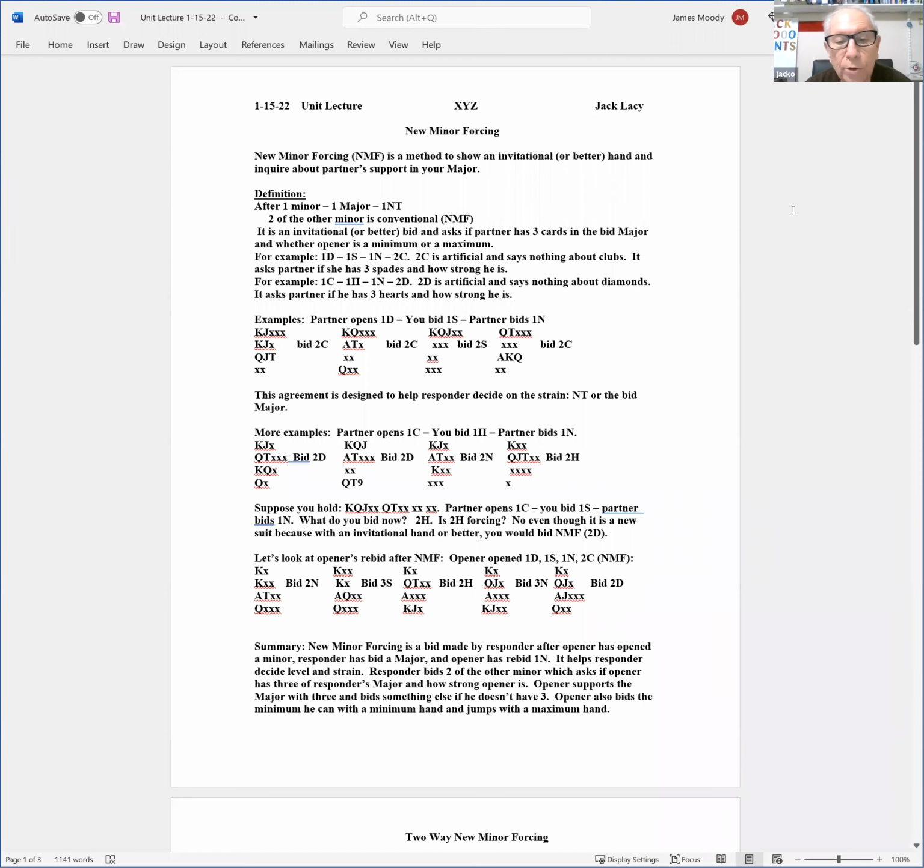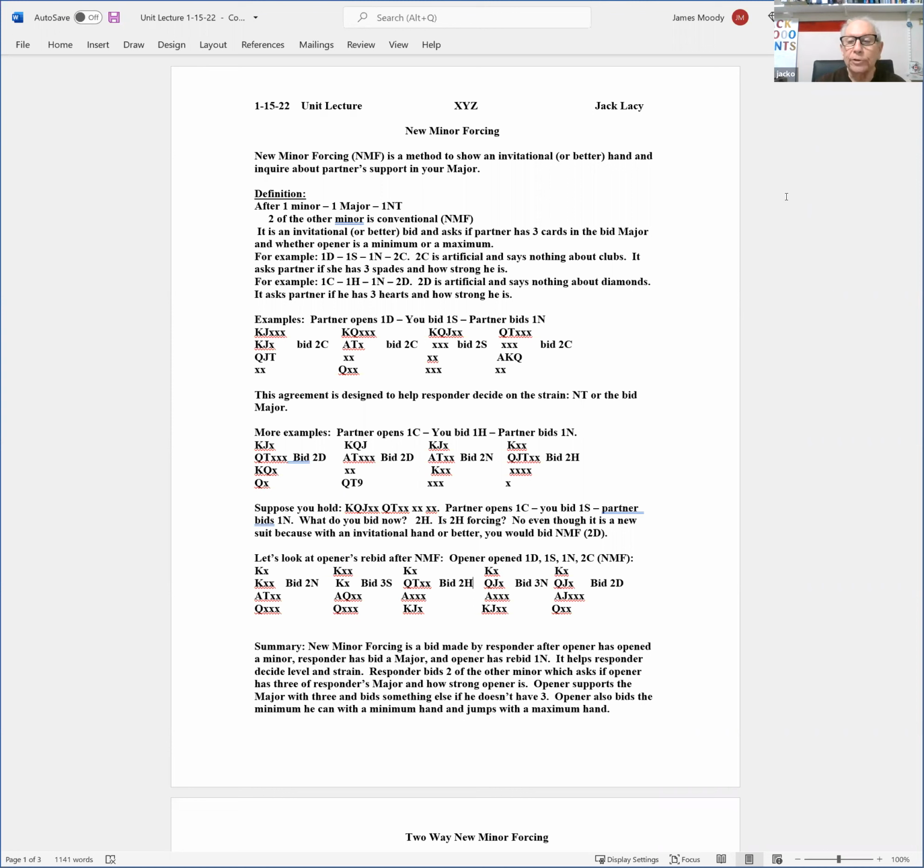Okay, so summary. New minor forcing is a bid made by responder after opener has opened a minor, responder has bid a major, and opener has rebid one no trump. It helps responder decide level and strain. So that's how high you want to be and which way you want to play, in the major or in no trump. Responder bids two of the other minor, which asks opener if he has three of the responder's major and how strong opener is. Opener supports the major with three and bids something else if he doesn't have three. Something descriptive, hopefully. Opener also bids the minimum he can with a minimum hand and jumps with a maximum hand.